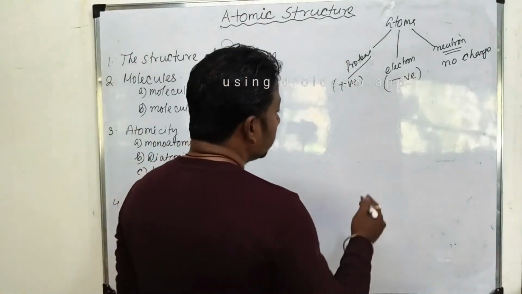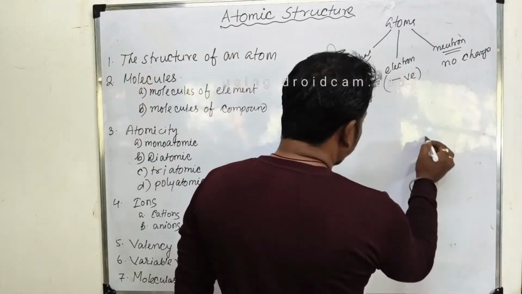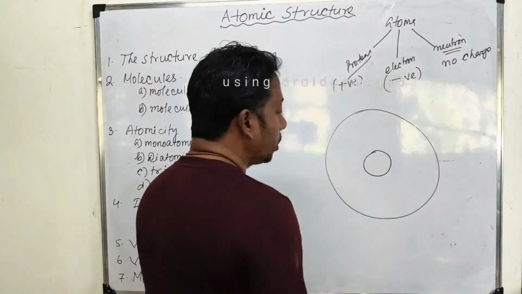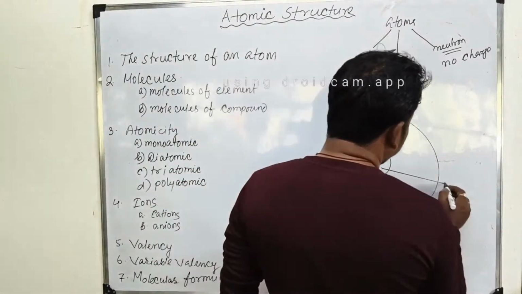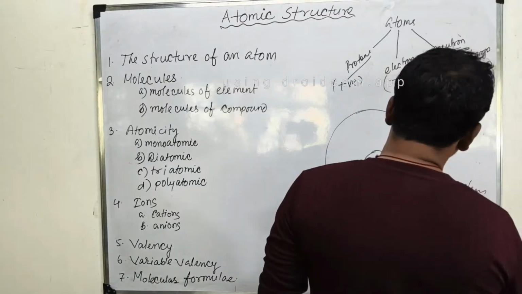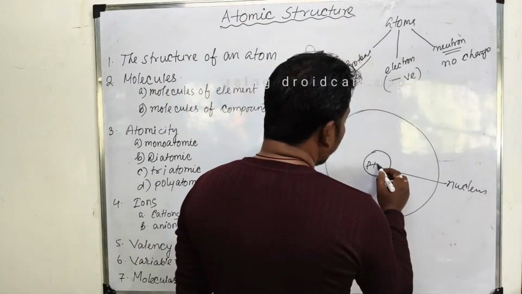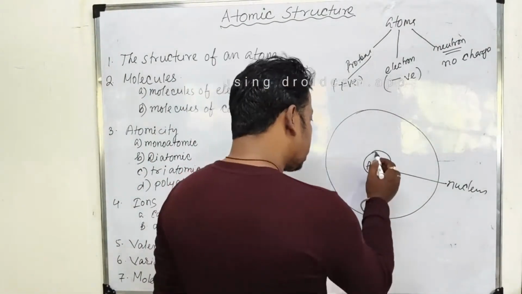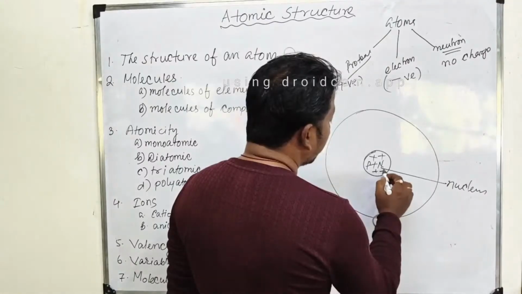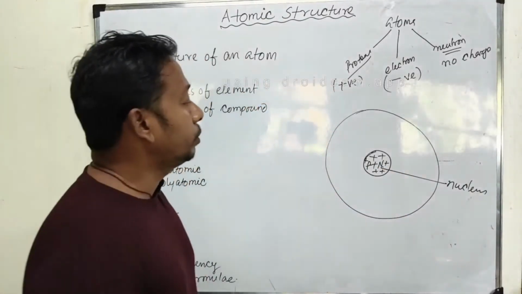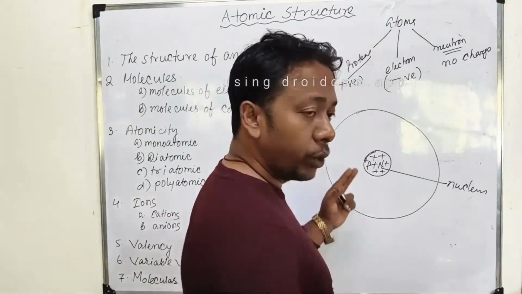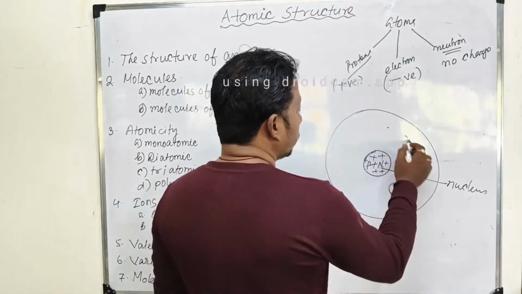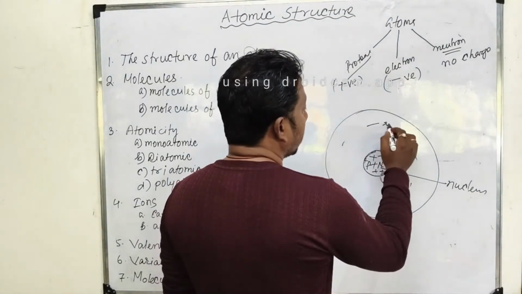Now first draw an atom structure. The center part is called the nucleus. The nucleus contains protons plus neutrons. Though neutrons do not have any charge, the nucleus is positively charged. Any doubts? Only protons can hold the positive charge. So the nucleus contains the positive charge, and outside it contains the negative charge.